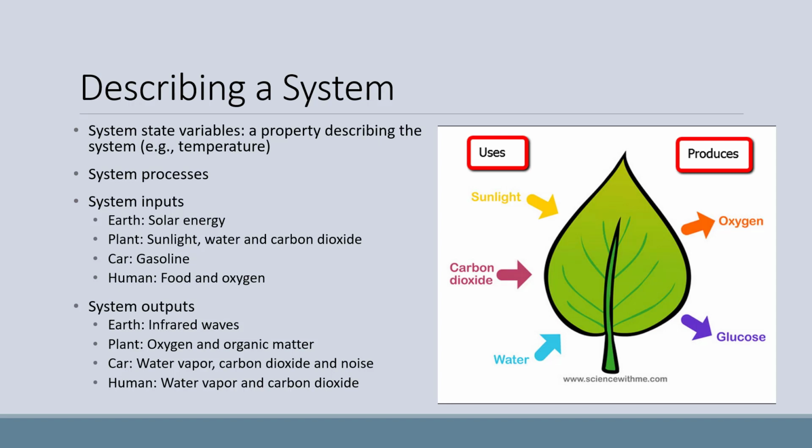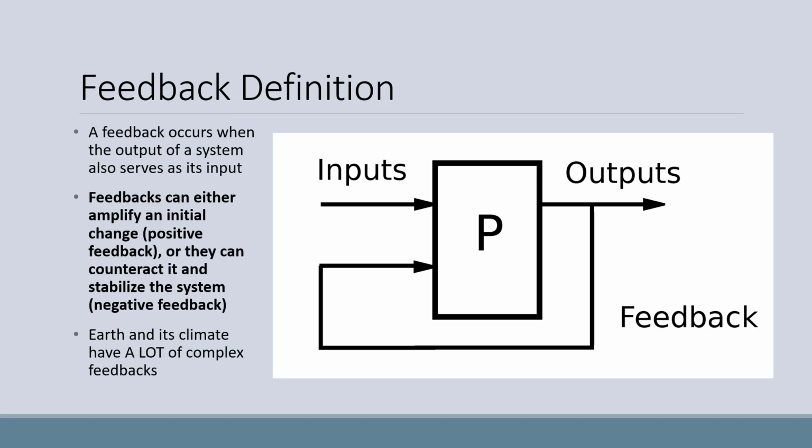For the Earth, the outputs would be infrared waves. For a plant, the outputs would be oxygen and organic matter, shown on the right there. For a car, the outputs would be water vapor, carbon dioxide, and noise pollution. For humans, the outputs would be water vapor and carbon dioxide.